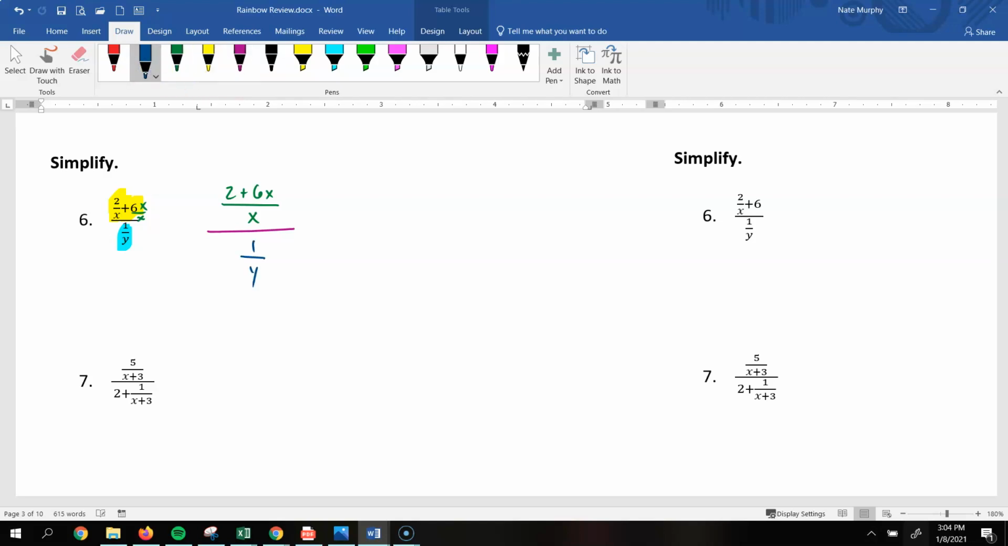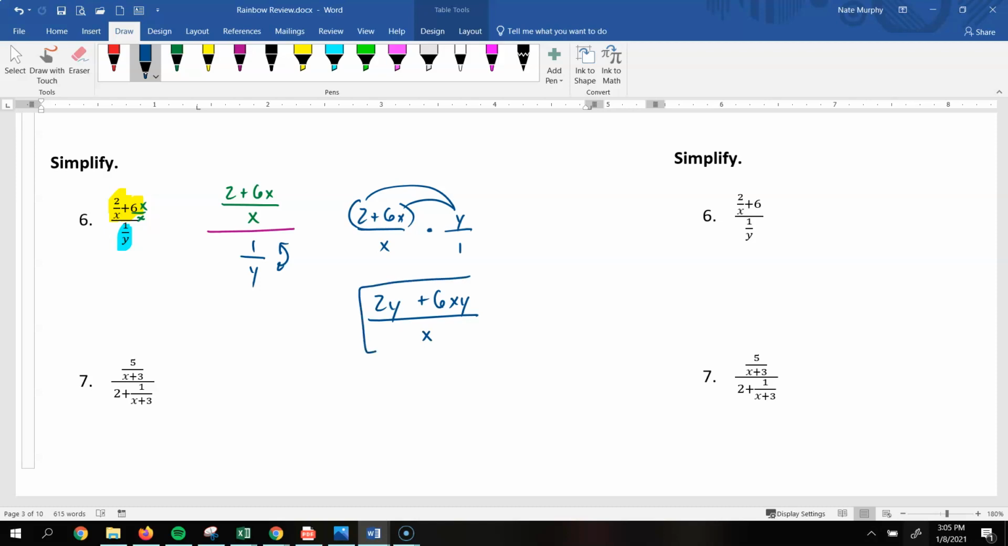Okay, but we can't divide by a fraction, so what we're going to do is take the reciprocal of this denominator. So we're going to leave 2 plus 6x over x alone, but we're going to change this other piece to be times y over 1. To multiply, we're going to distribute the y through, so we would end up with 2y plus 6xy all over 1 times x, which is just x. So that's how you do number 6.